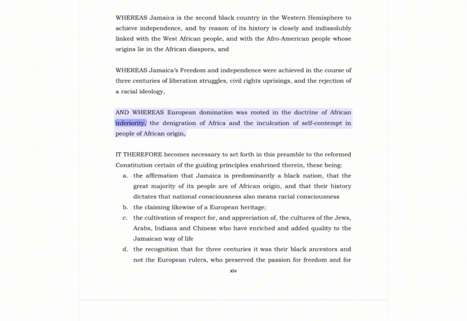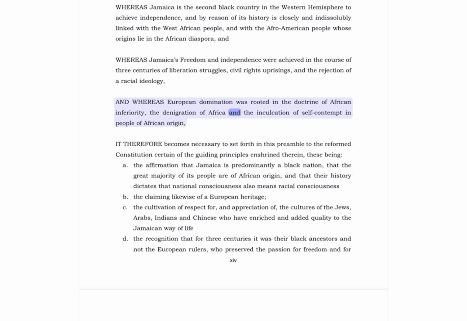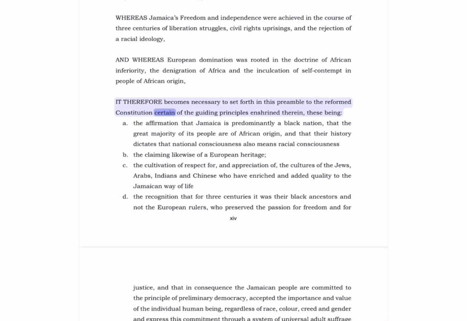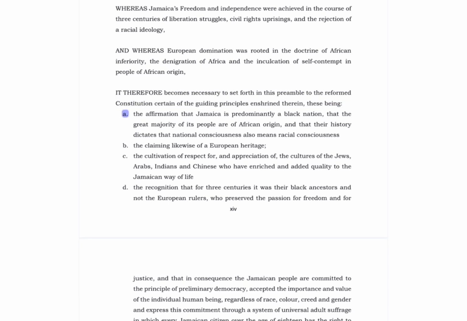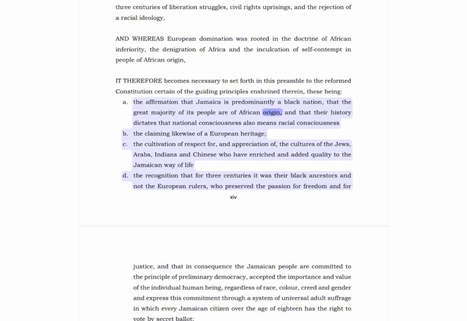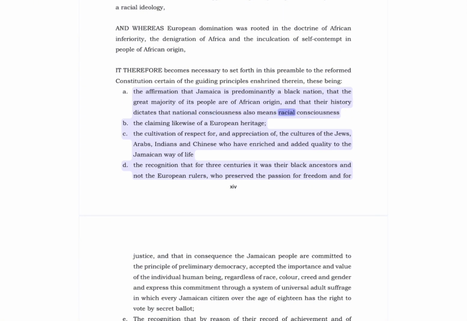of African inferiority, the denigration of Africa, and the inculcation of self-contempt in people of African origin, it therefore becomes necessary to set forth in this preamble to the reformed Constitution certain of the guiding principles enshrined therein, these being: A. The affirmation that Jamaica is predominantly a black nation, that the great majority of its people are of African origin, and that their history dictates that national consciousness also means racial consciousness.